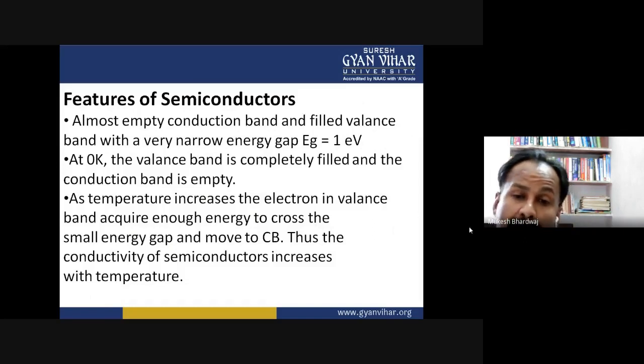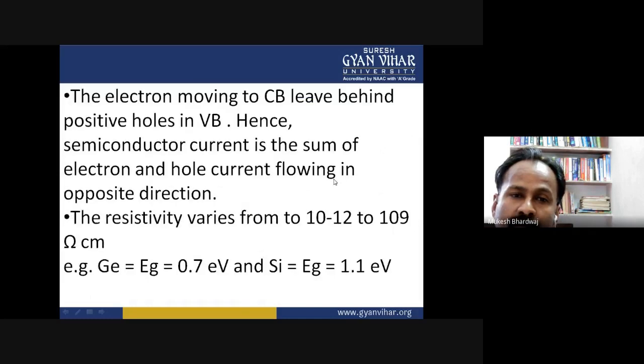Next, the electron moving to the conduction band leaves behind positive holes, or creates a vacancy in the valence band. Hence, semiconductor current is the sum of electron and hole current flowing in opposite directions.